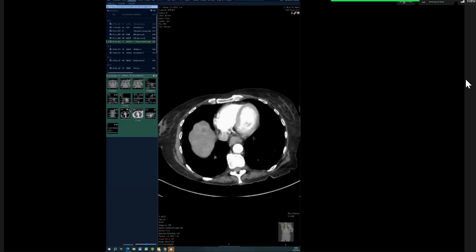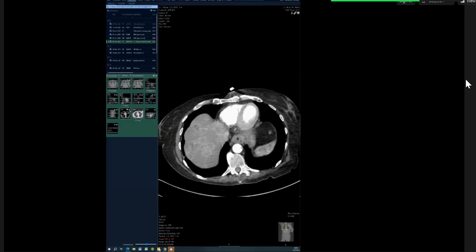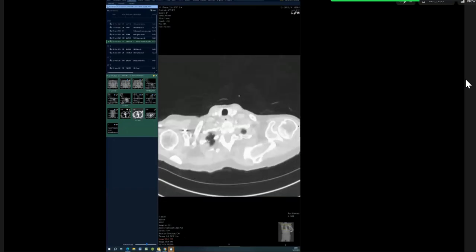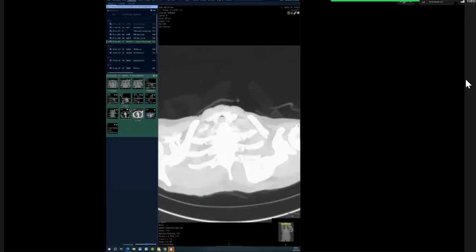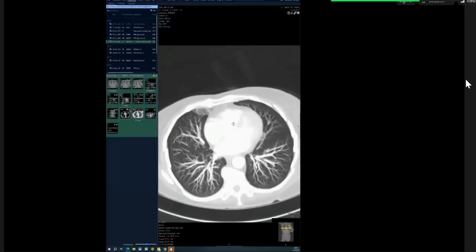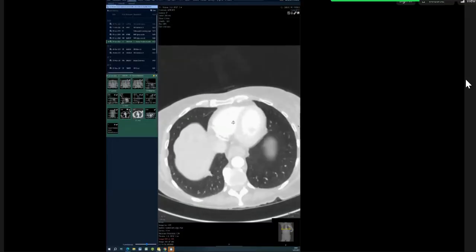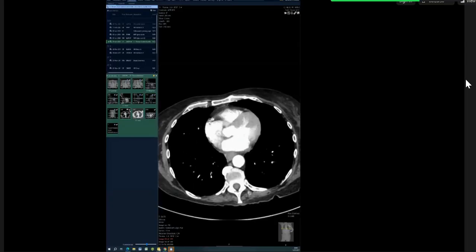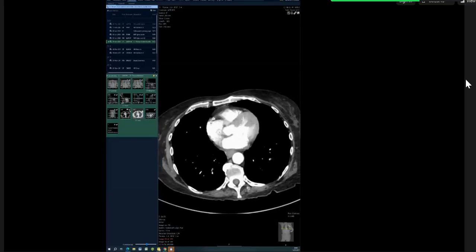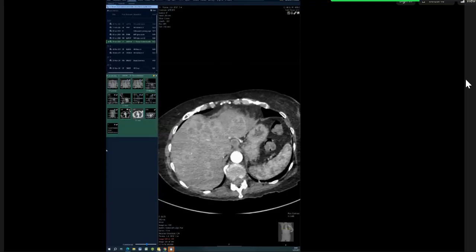I would like to look at the lung windows for any pathology. Okay, the lungs are normal. So I would still like to review the intestines, the colon specifically, as the hepatic mets could be from there. It's normal.